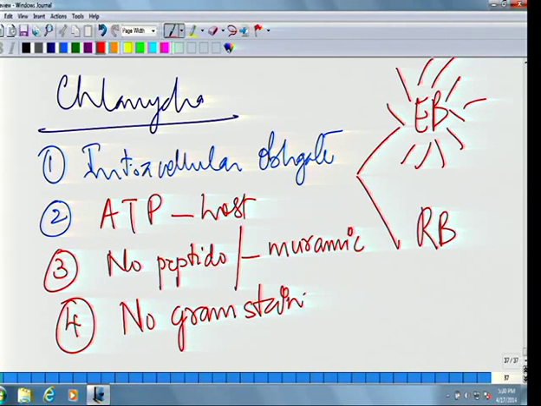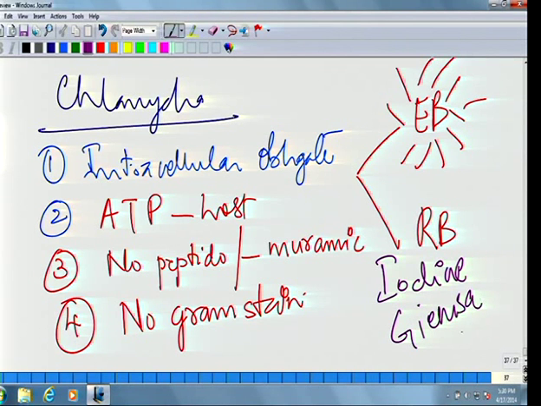So how do you demonstrate chlamydia if you cannot gram stain it? Iodine, Giemsa, or immunofluorescence. Okay, immunofluorescence. Now, a woman who is infected with gonorrhea or with chlamydia, what are the risks for the newborn?